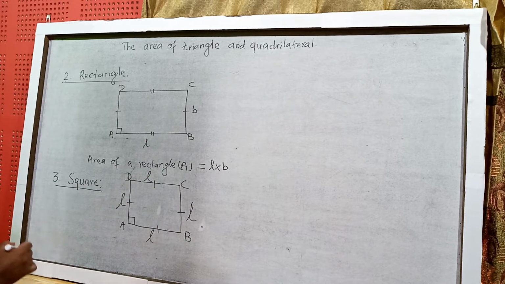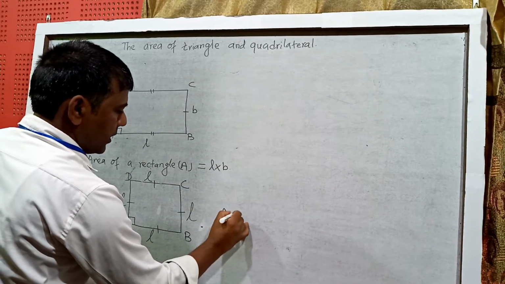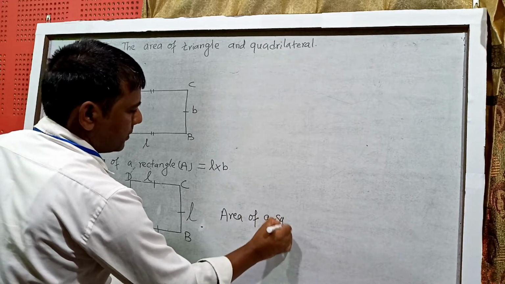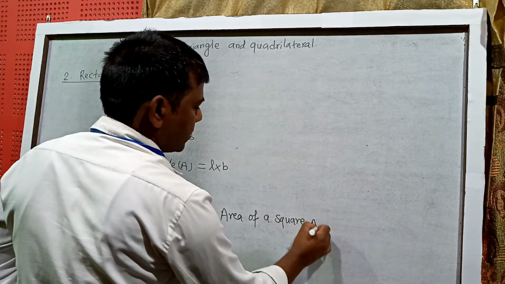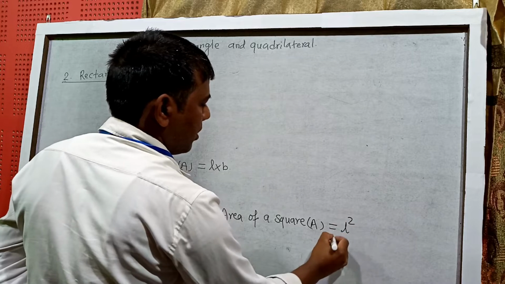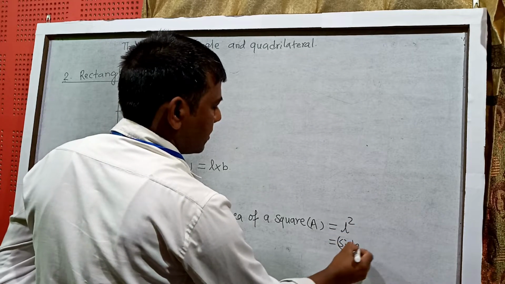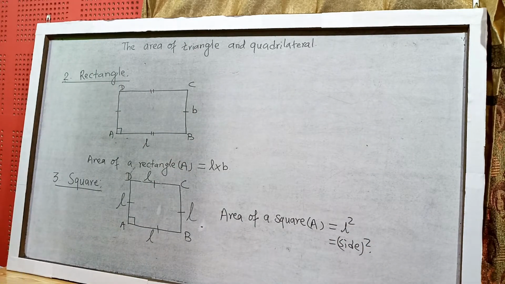So area of a square, A equals L square or side square, length of a side square.